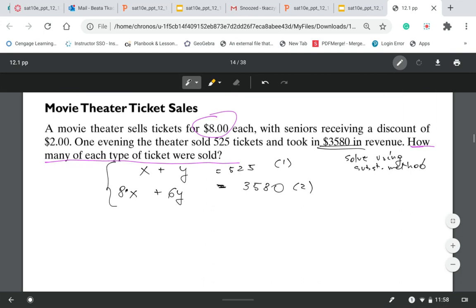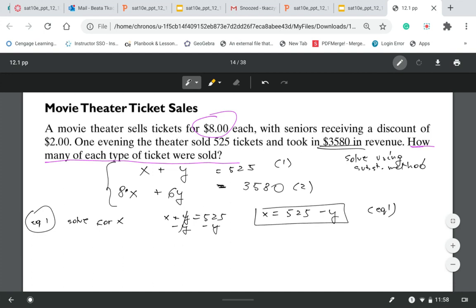I'm going to start working with equation 1, and I will solve that equation for x. We have x plus y equal 525. To solve for x, subtract y from both sides, and that gives us x equal 525 minus y. So this is equation 1. Now let's work with equation 2, which is 8x plus 6y equal 3,580, and we're going to replace x with 525 minus y.